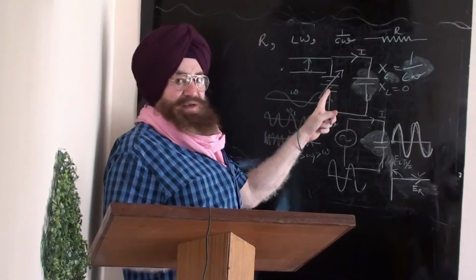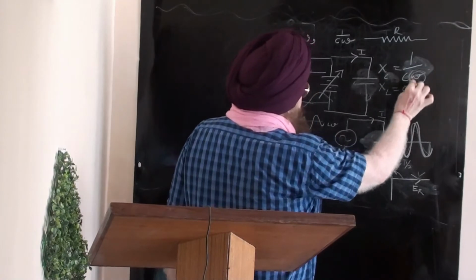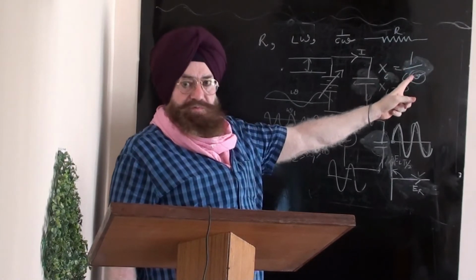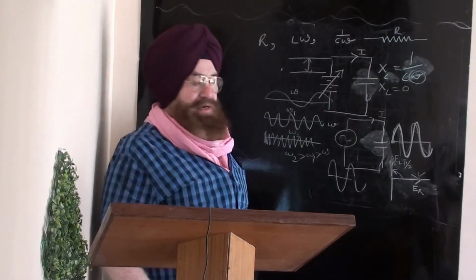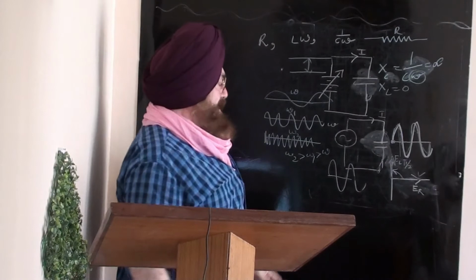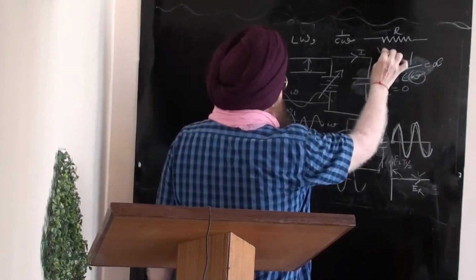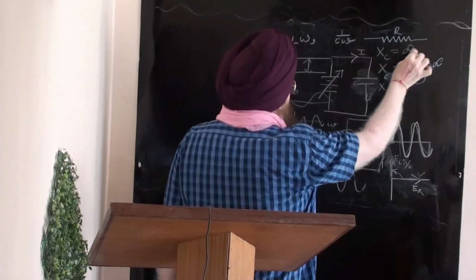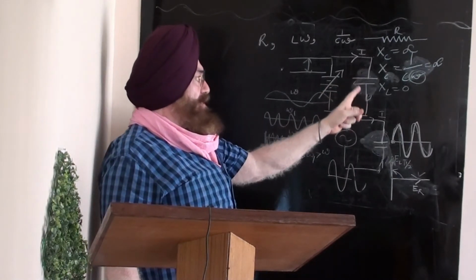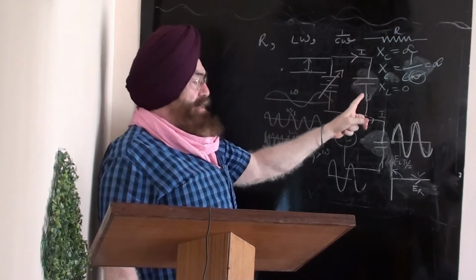A DC source has no frequency. No frequency means omega equals 0. When omega equals 0, we have 1 upon 0. What is 1 upon 0? That is infinity. So Xc becomes infinite. That means the reactance, not resistance, the reactance of the capacitor, Xc, is infinite to DC. That means DC cannot flow. DC current cannot flow through the capacitor. So there will be no DC current.